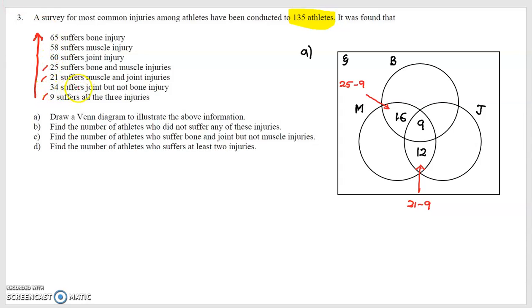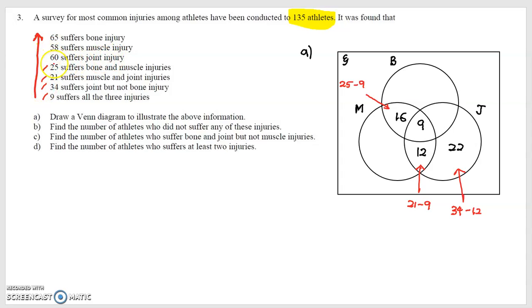Now we move back to 34 suffer joint but not bone. Kita kembali kat sini. So sini kita tak mau. So here this part is 34. So what we're going to do is we use 34 minus 12, kawasan sini dah ada maklumat. So the area here, 34 minus 12 is 22. Total out is 34. Right? And then we move on. So this one we have to settle.